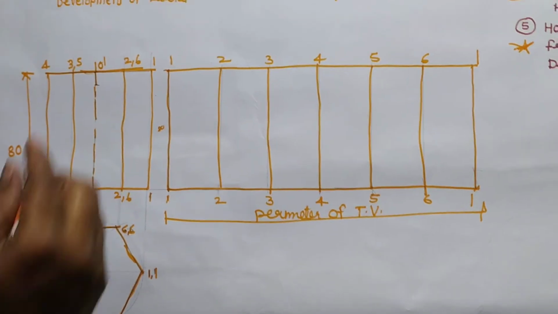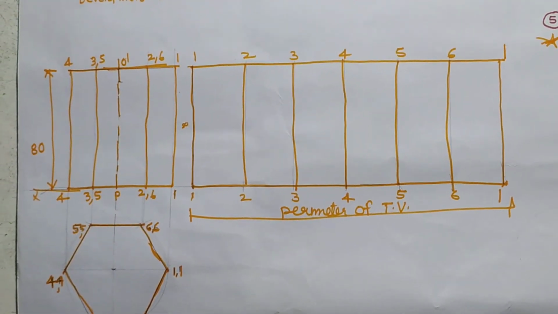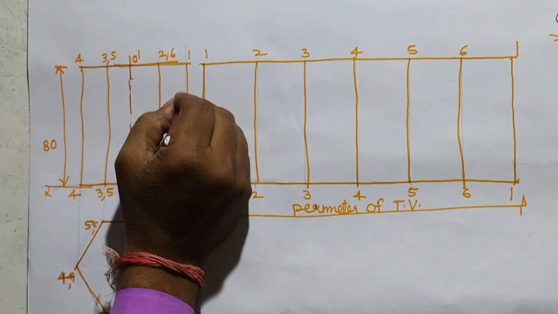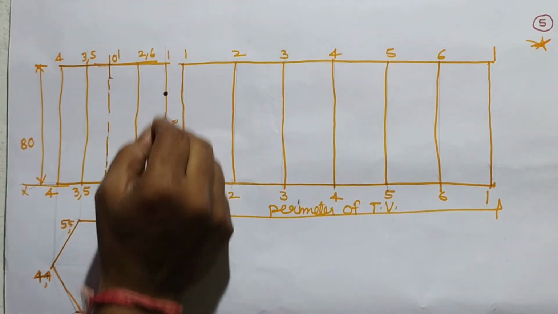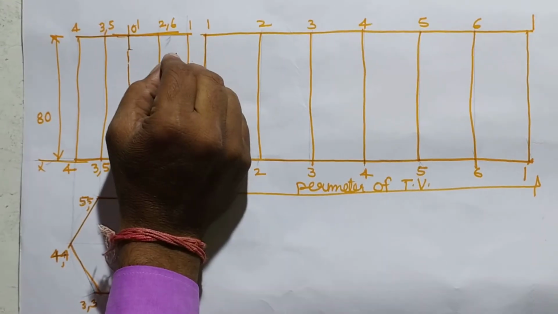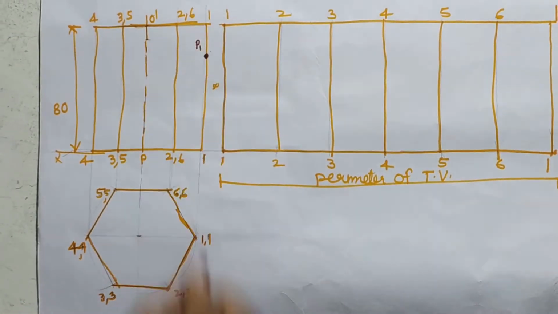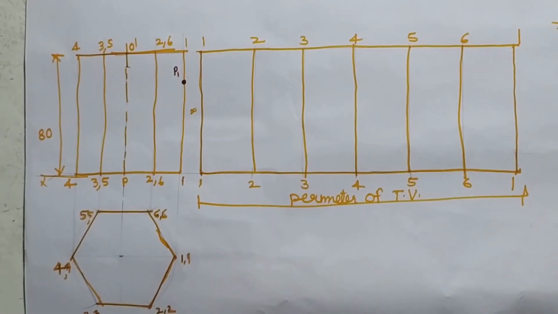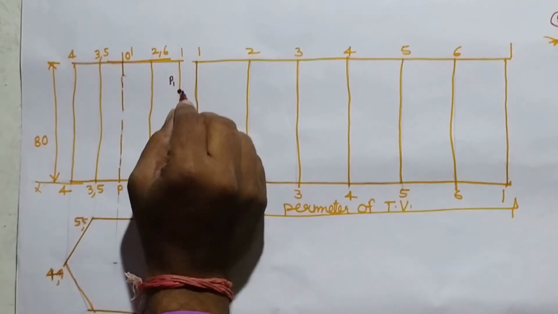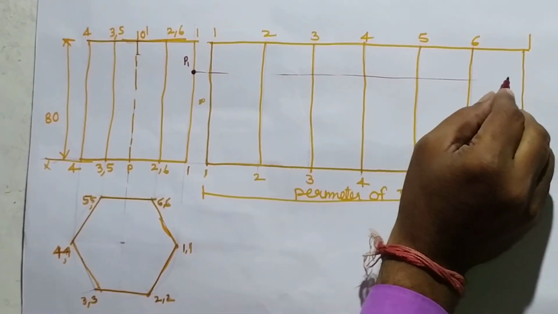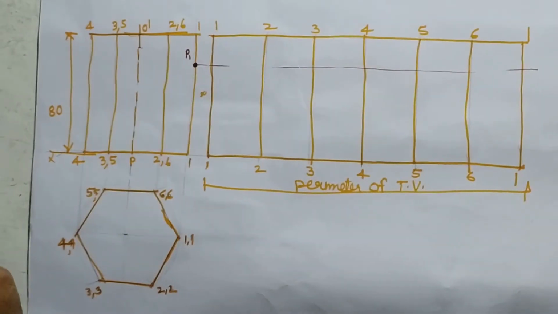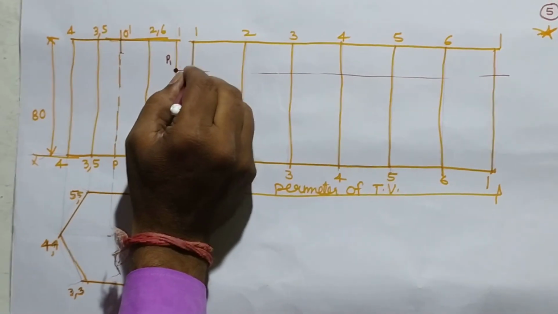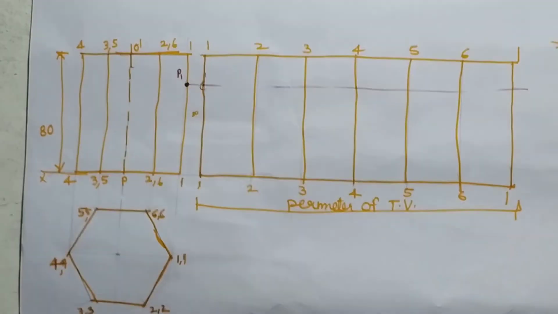How to transfer the point? If I mark here on line 1, 1, I will name it as P1. Now P1 lies on 1, 1. A faint horizontal line you have to draw on the plane. You have to transfer that point here. It is on 1, P1, P1. How to transfer this point?